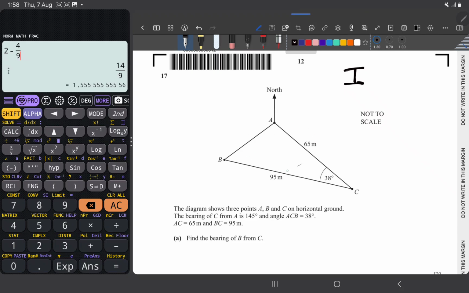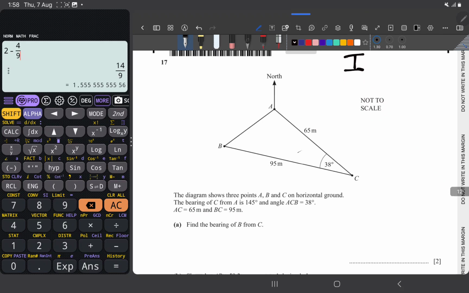Here they are giving us this diagram. Let's see what they want. Part A says, find the bearing of B from C. This is an interesting one. We want the bearing of B from C. So what you do when you're doing bearing, the moment you see the word from, you go to that point and you put a note.